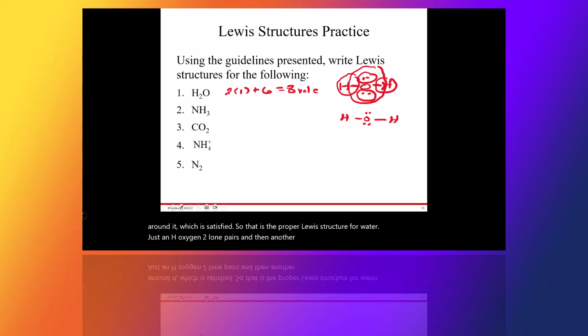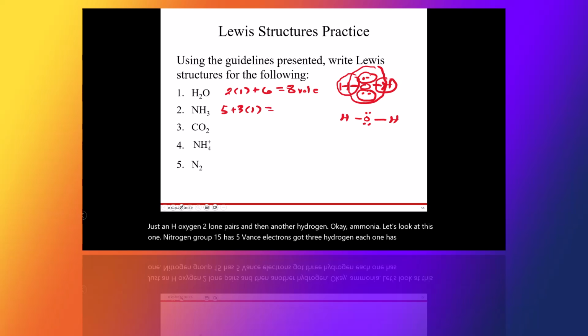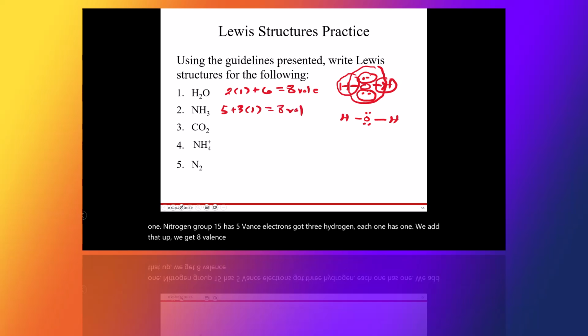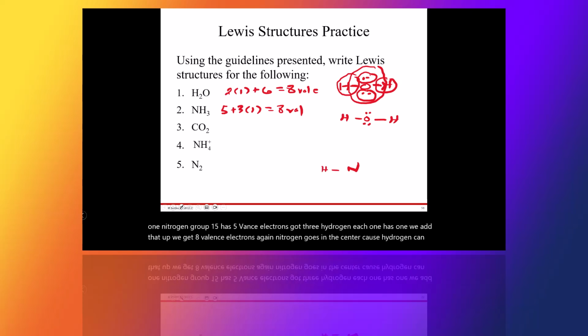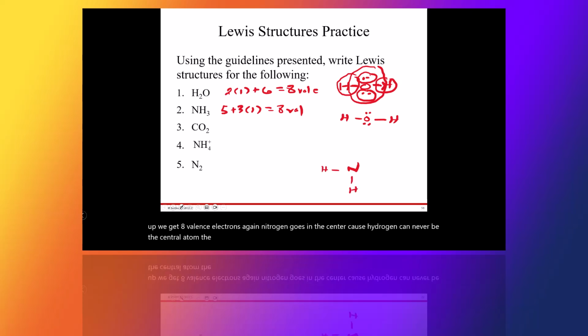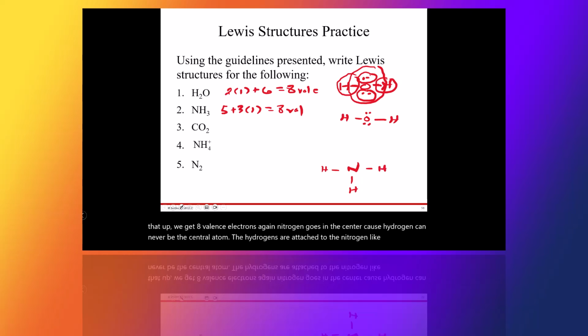Okay, ammonia, let's look at this one. Nitrogen, group 15, has 5 valence electrons. We've got 3 hydrogens, each one has 1. We add that up, we get 8 valence electrons again. Nitrogen goes in the center because hydrogen can never be the central atom. The hydrogens are attached to the nitrogen like so. So we've used up 6 electrons.